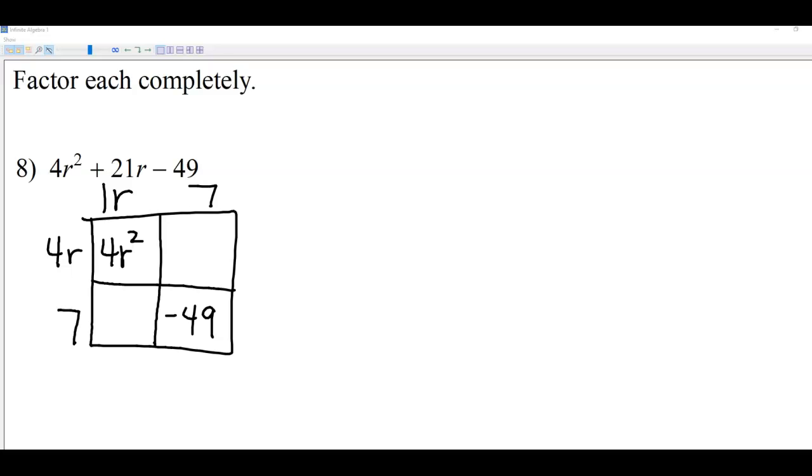So let's ask Austin, what's next? Complete the inside. Good. So I'll ask Isaiah, what's going to go here? 28. Ivan, what's going to go here? And R. Because 7 times 1R is 7R. Okay, so now, Esteban, what do I do now?